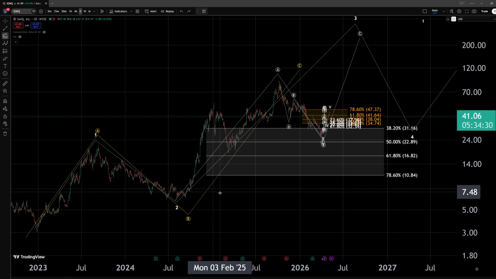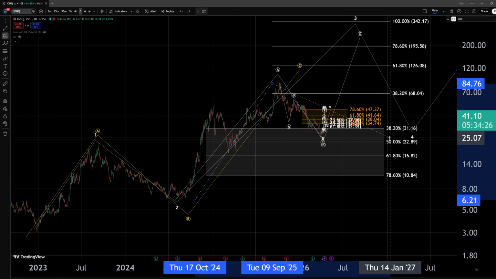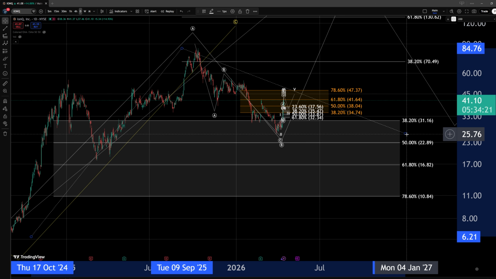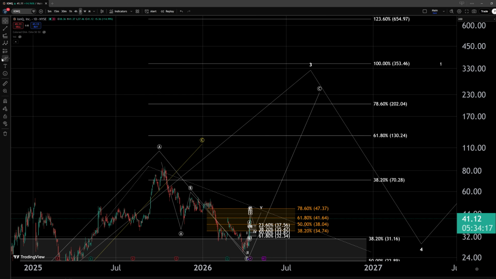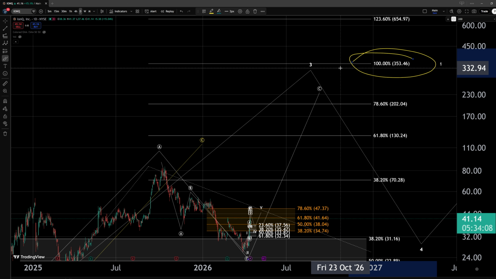The ideal target, in fact, for such a wave C would be the 100% extension of the wave A, which currently sits around $350 if I'm not mistaken, if I didn't draw this wrong. But yeah, around $350 would be the ideal target for this as a wave C. Although that comes with the mention that it is an ideal target, it doesn't need to get there. Overall, this pattern, this extension to new all-time highs is not necessary for the larger structure we have on this chart.